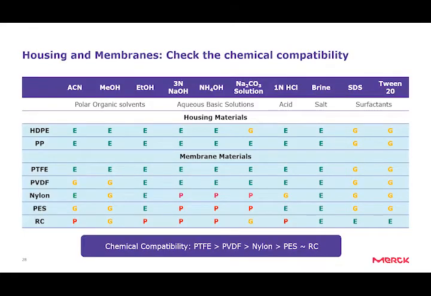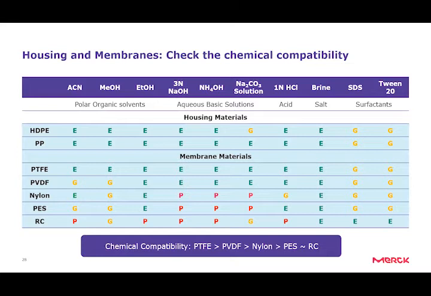Looking at chemical compatibility, this table shows chemical compatibility of commonly used membranes like PTFE, PVDF, nylon, PES, and regenerated cellulose, as well as common housing materials for syringe filters, the HDPE and polypropylene, across a wide range of solvents. As you can clearly see, of the membrane materials shown here, the PTFE membrane has the broadest chemical compatibility across all the types of chemicals.